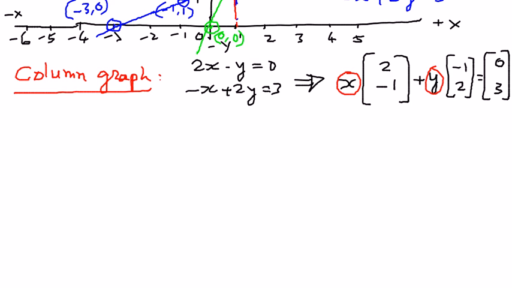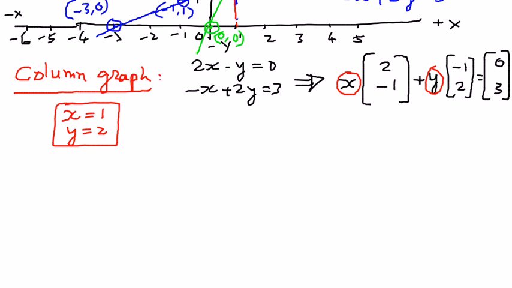In the row graph, we've already seen the values of x and y. We have seen the solution point just now. The value of x is equal to 1 and the value of y is equal to 2. This is our solution point. We will plug those in here and then see how we can draw a column graph.